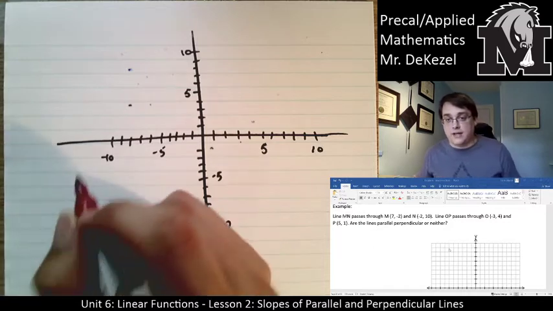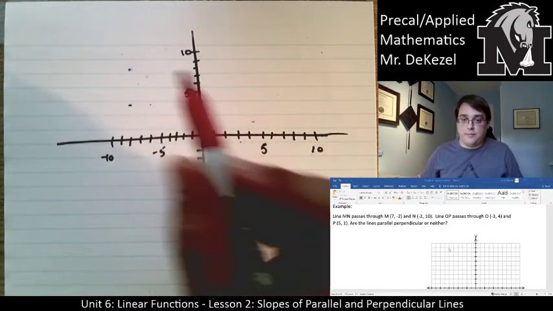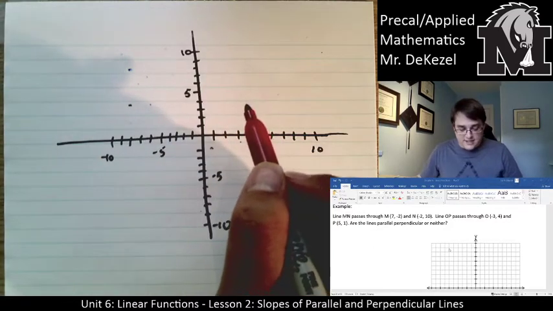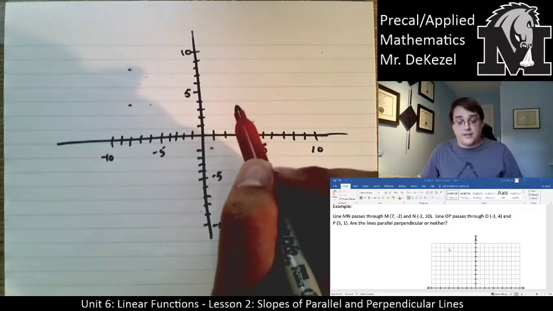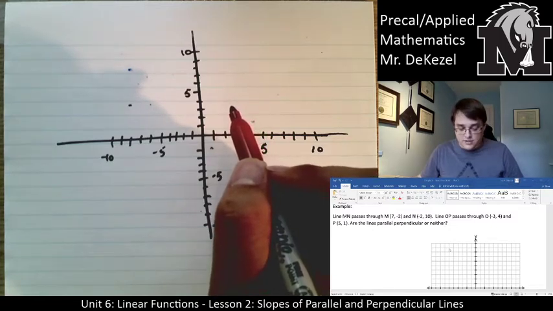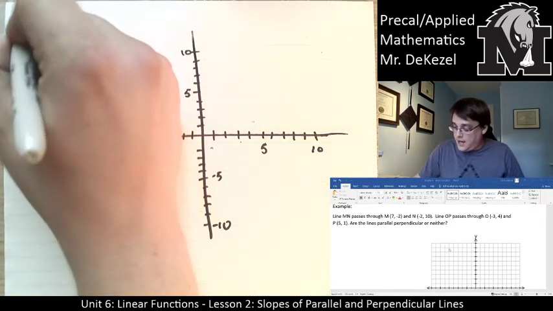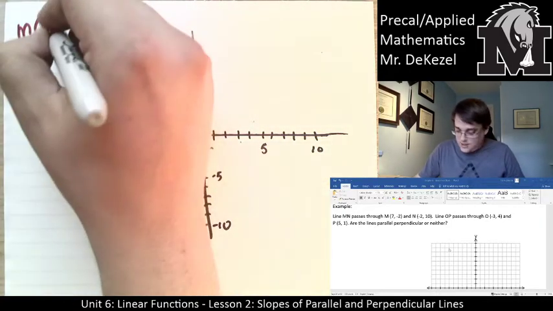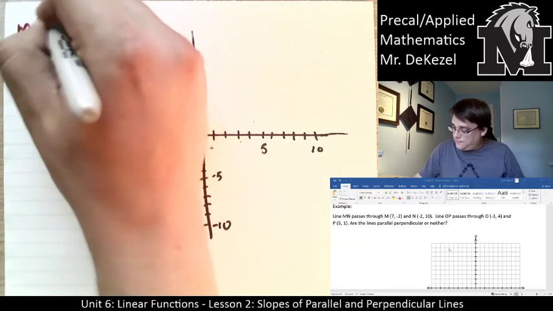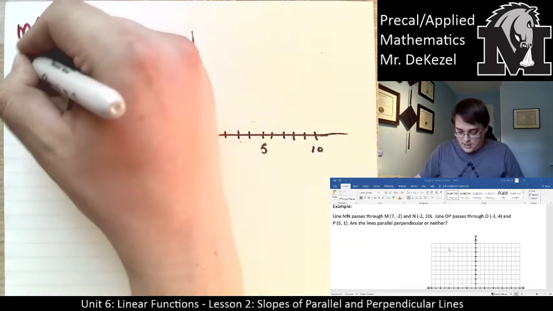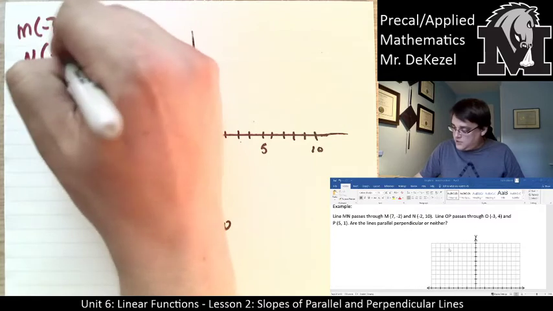I have a correction to note that the point M is actually minus 7, 2, and not 7, minus 2. So make that correction. I'll just write it up here. M is minus 7, 2, and N is minus 2, 10.